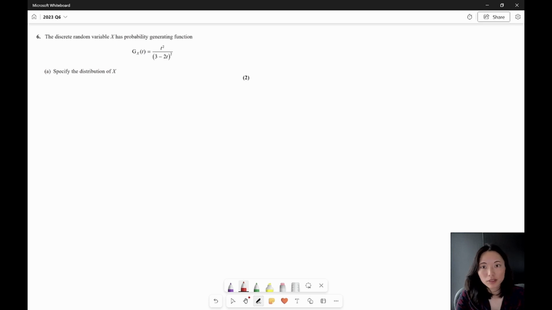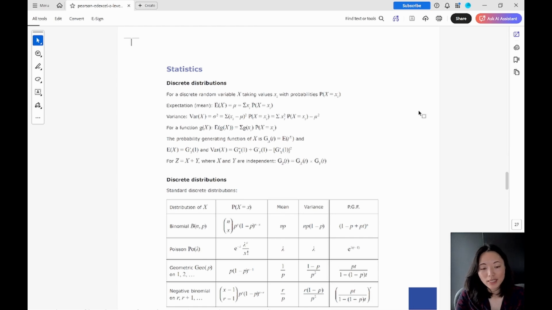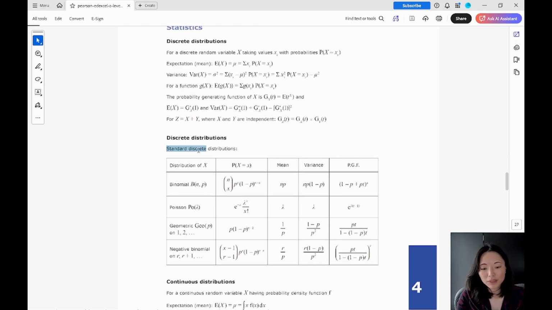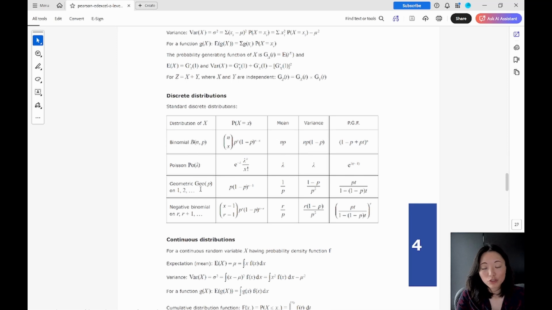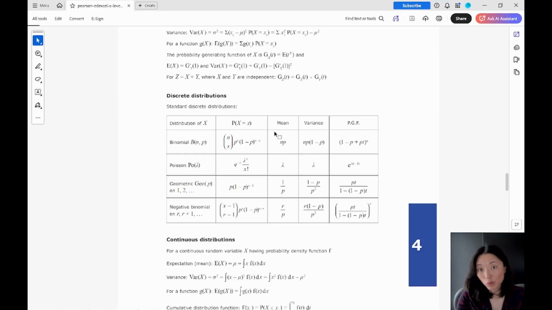Why don't we take a look at the formula booklet? I'm in the section where it says statistics. In the table, it gives me some standard discrete distributions: binomial, Poisson, geometric, and negative binomial. And more importantly, the PGFs, the probability generating functions of all of these standard discrete distributions. So let's compare the expression in the question, t squared over the square of 3 minus 2t, to see whether we can rearrange that so that it's close to, or if not, in the same format as one of the probability generating functions.